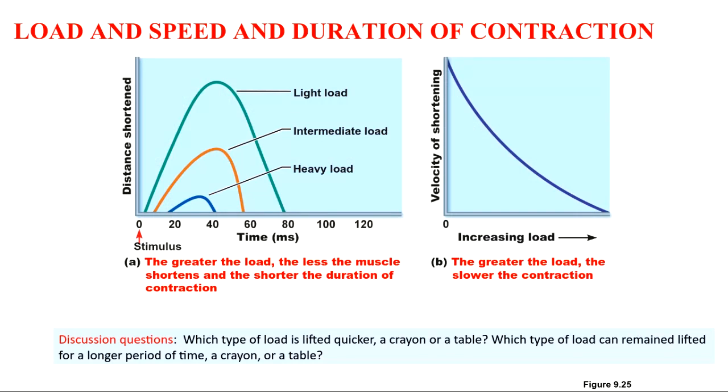Let's see. Just wrapping up these, load and speed and duration of contraction. This is pretty self-explanatory. The lighter the load, the longer the contraction can be sustained, and the quicker the contraction can be produced. The heavier the load, the shorter the duration of the contraction, and actually this is the distance that the load can be lifted. So a lighter load can be lifted for a longer distance, versus a heavier load can be lifted for a shorter distance.